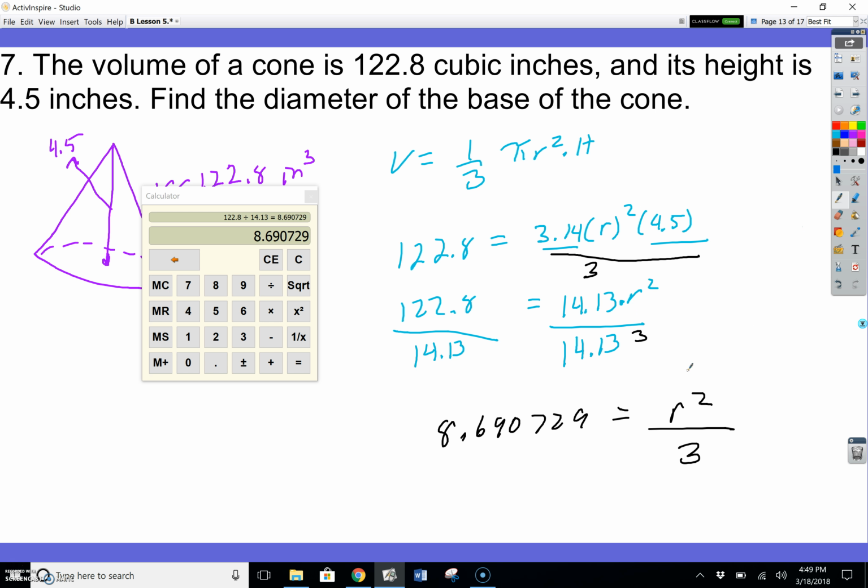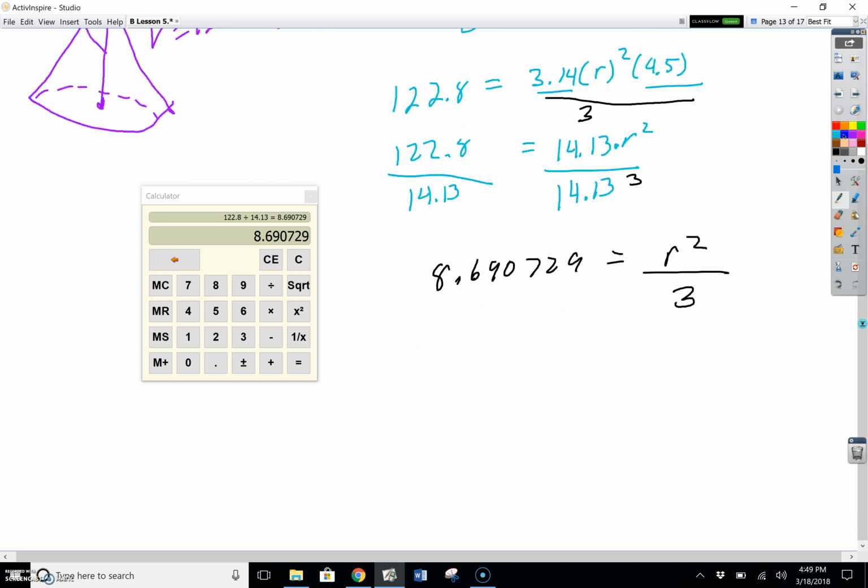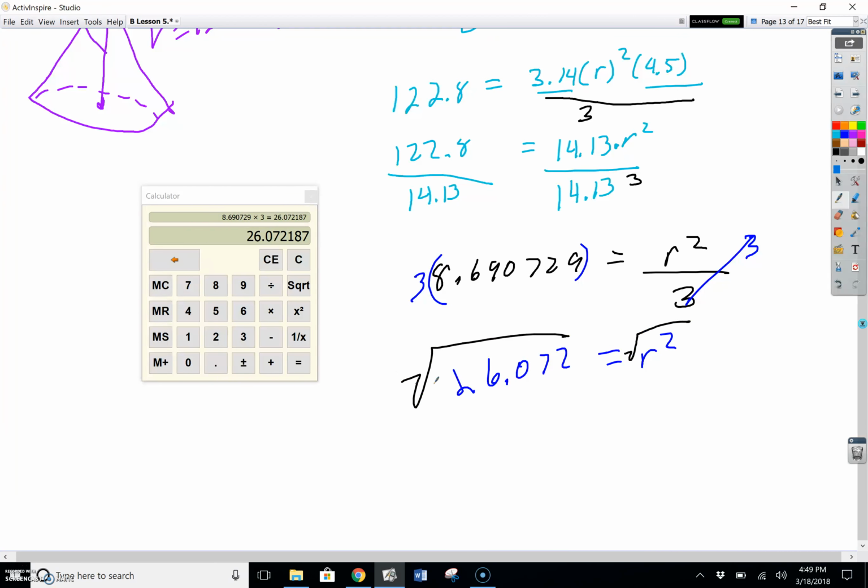Similar to the other problems, all I need to do is get r squared by itself. Since I'm dividing by 3, think: what's the opposite of division? It is multiplication. So I'm going to multiply both sides by 3. These cancel, and this gives me 26.072, and so on, equals r squared. Now in order to get r, I'm going to take the square root of both sides. On the blue calculators, it's the button that looks like this, and on your iPhones, it's the button that looks like this. You have to turn your iPhone sideways to see that.